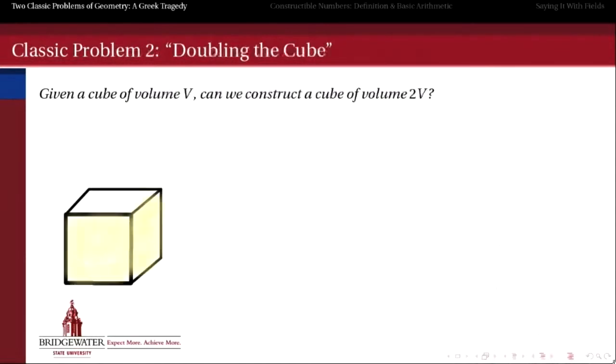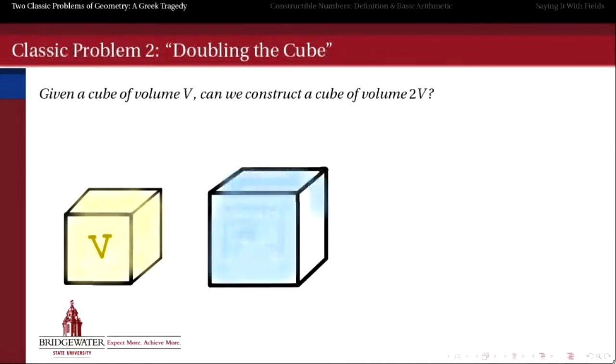Alright, so it works for a square, but what about a cube? Can we do it in 3 dimensions? If I have a cube of starting volume V, can I use a compass and a straight edge to construct a new cube whose volume is twice the original?